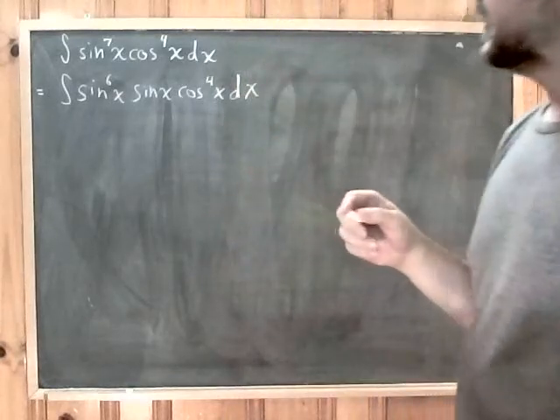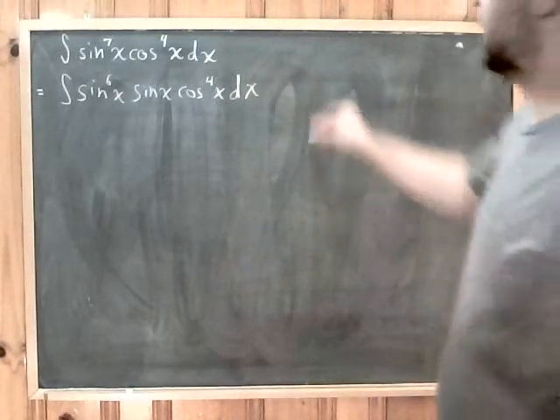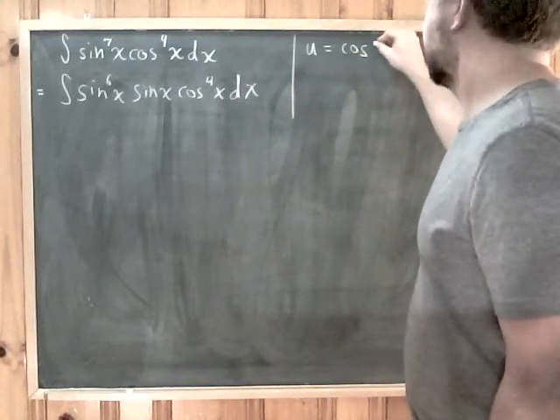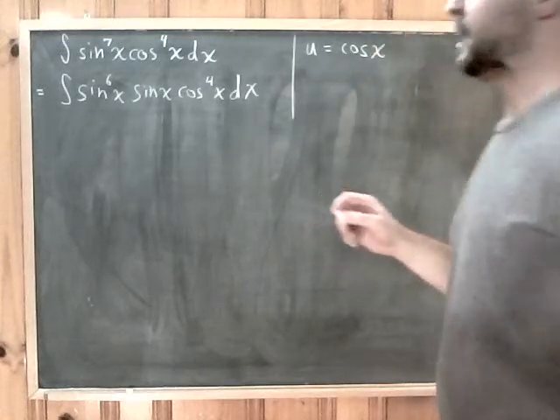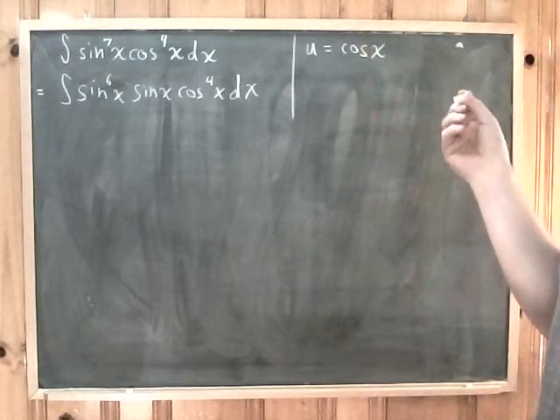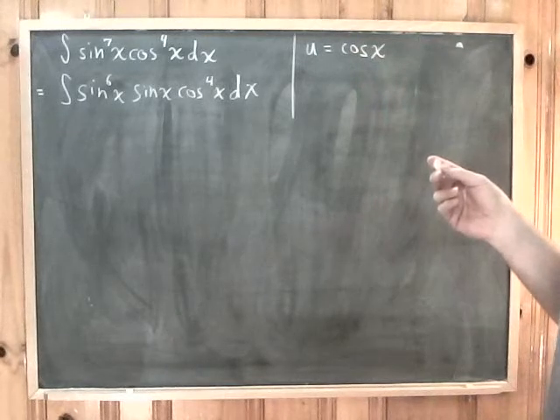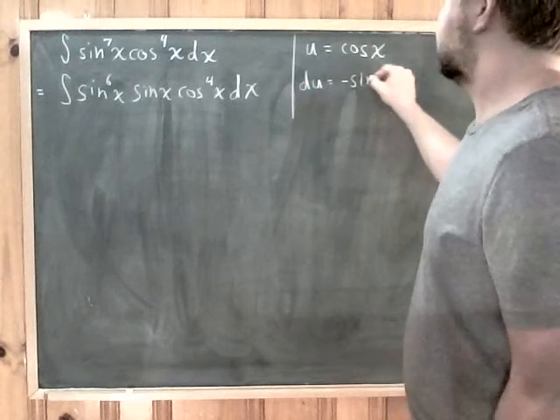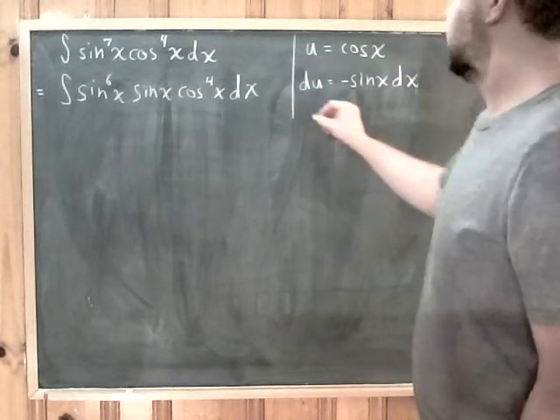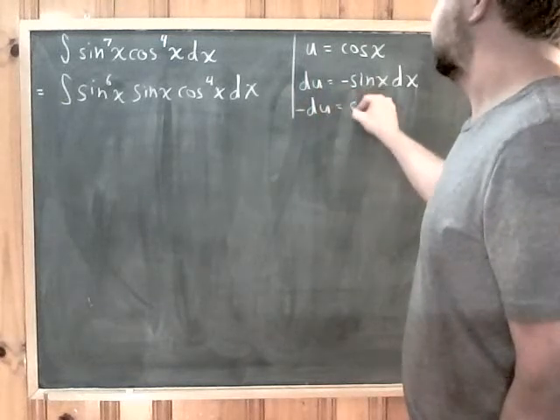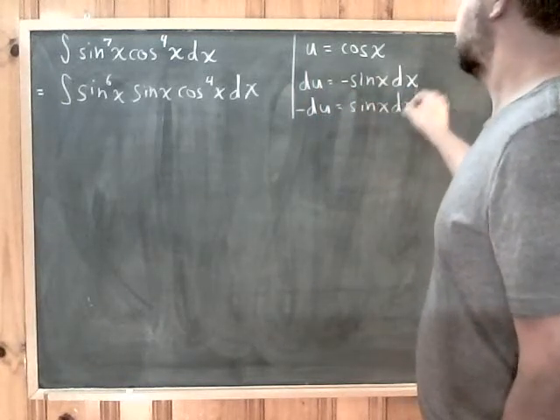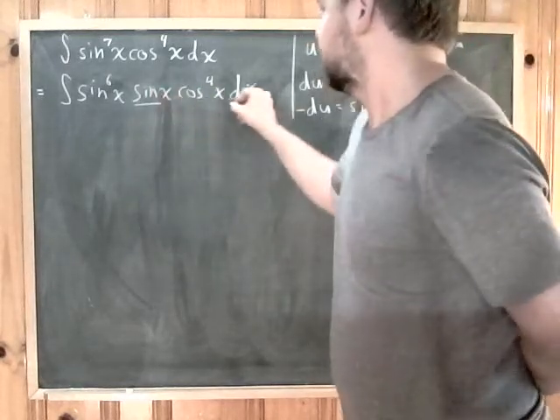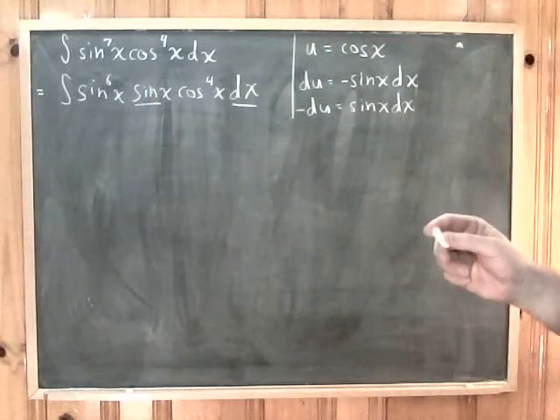And then I use the u substitution, u equals cosine x. I've got that memorized because I know if I have an odd power on the sine, I want the u substitution to be cosine. The reason that it works is that du is negative sine x dx, and I'll write negative du equals sine x dx. And that sine x dx is exactly what I have here, and so that's why it works.